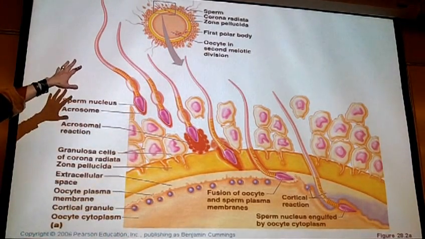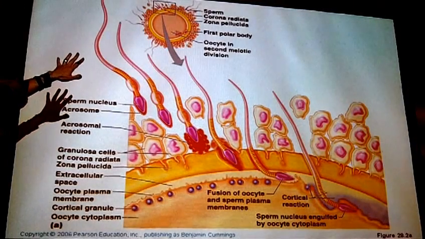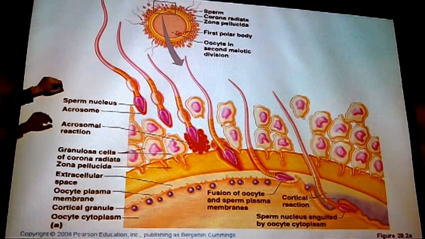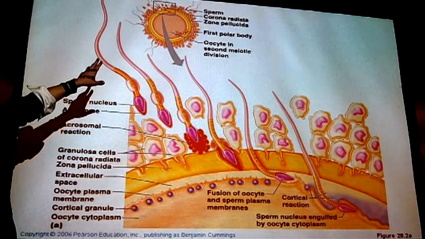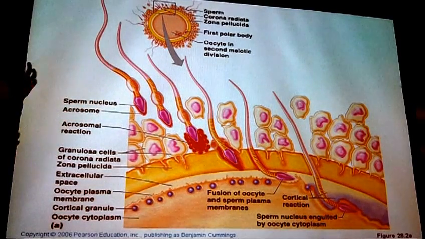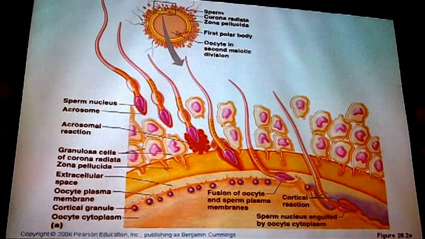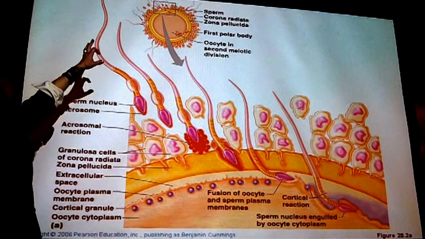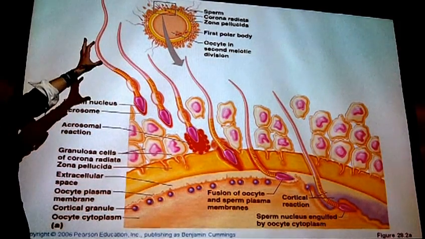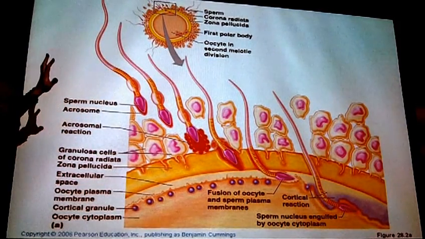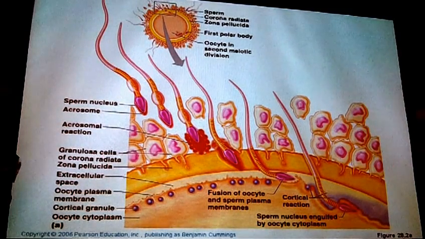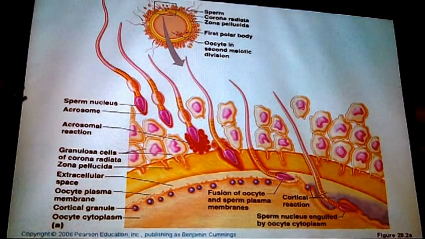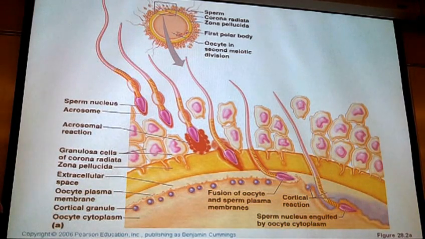So when you look up there, you've got the oocyte halted at metaphase 2, and around it you have what's called the zona pellucida, which is a glycoprotein-rich layer around the oocyte. And then outside of that, you have a layer of cells called the corona radiata. And that's what those sperm have to break through. They have to break through that corona radiata.